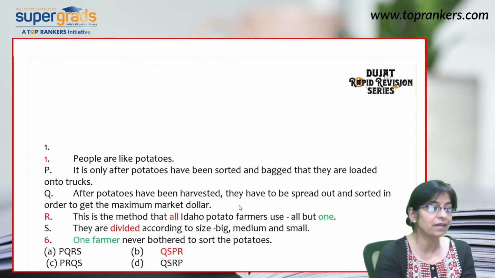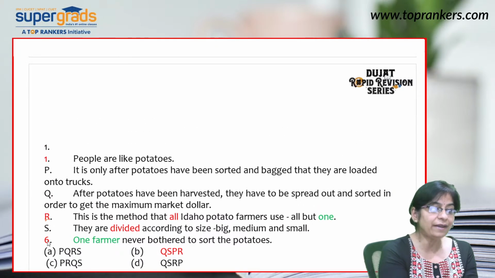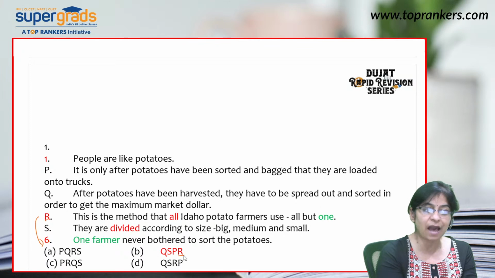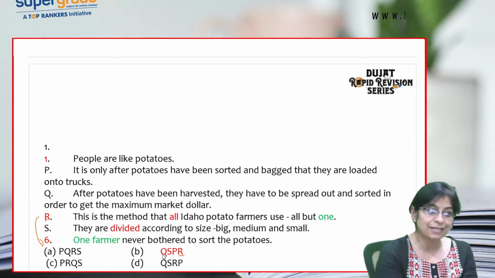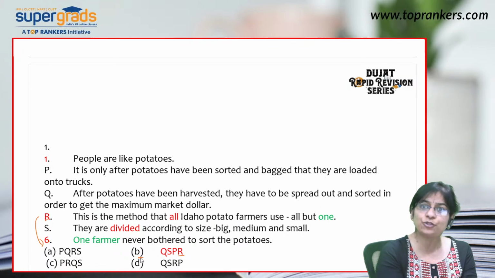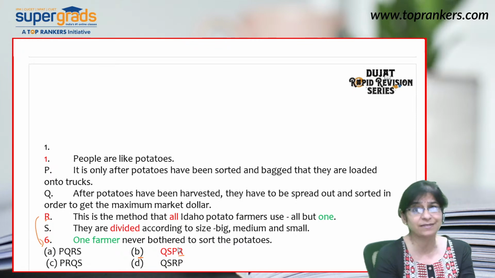Now let's see why. Because R and 6 form a mandatory pair, and there is only one option that says R should precede 6. So that gives me one big reason to believe that this is the right answer. But still, if I'm not satisfied, I could go ahead and try to see if this option fits, and I'll be sure if my answer is right or not.